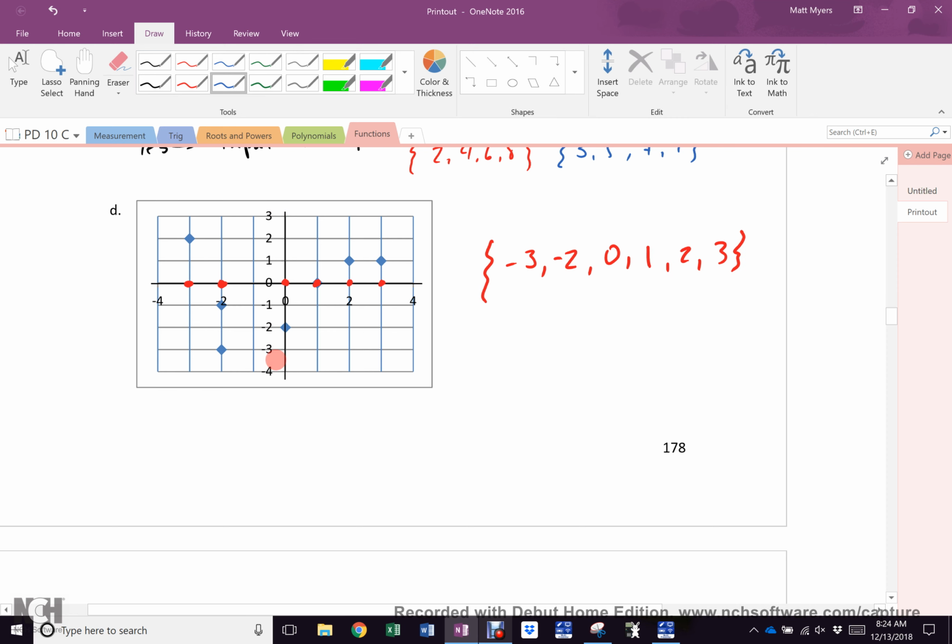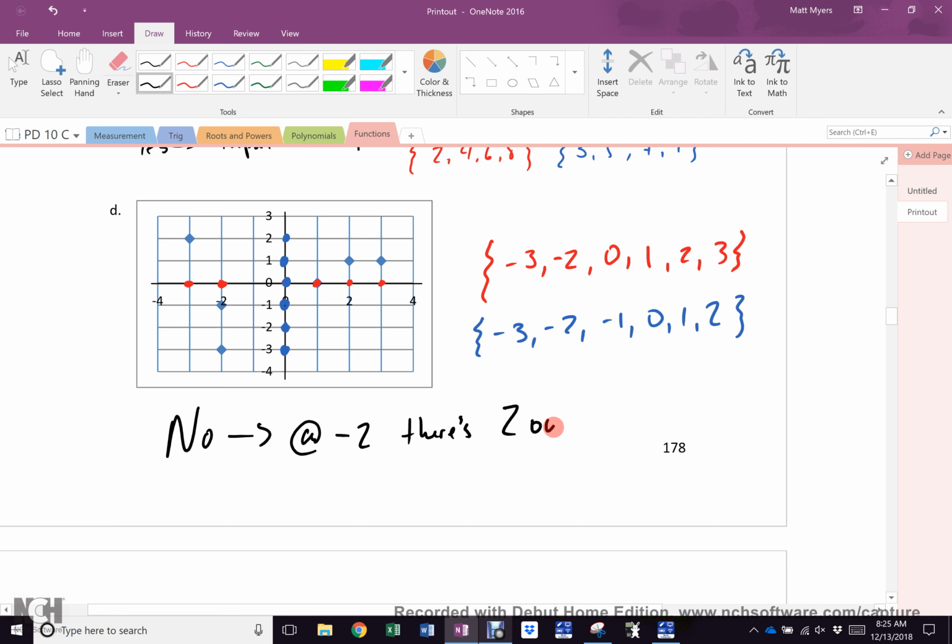And what is my range? There on the y. There's 1, 2, 3, 4, 5, and 6. What's that one? Excellent. Is it a function? No, it is not. Why? At -2, there's 2 outputs. Right?